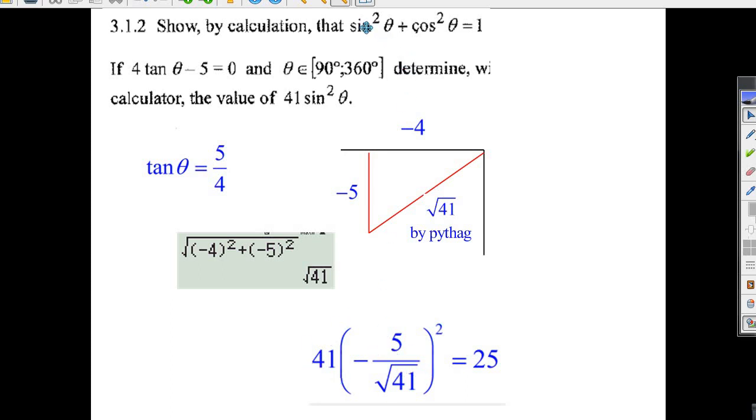Now, what you have to do, I'm not going to write it down, is show by calculation that this is true. And all you do is you go the sine minus 5 over root 41 squared like this, plus minus 4 over root 41 squared, and then put it in your calculator, and you'll see that it actually adds up to 1. It equals 1. You're going to get 25 on the top. You're going to get 16. 25 and 16 are going to give you 41. And the bottom is going to be that root 41 squared. So anyways, you'll see it equals 1. We don't have to do it. Okay. Well, there you go.